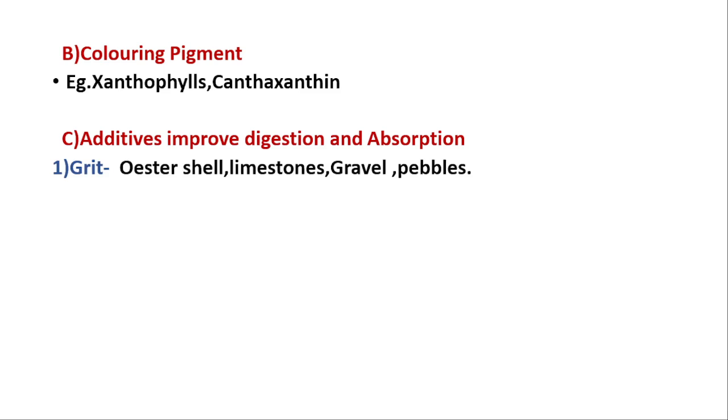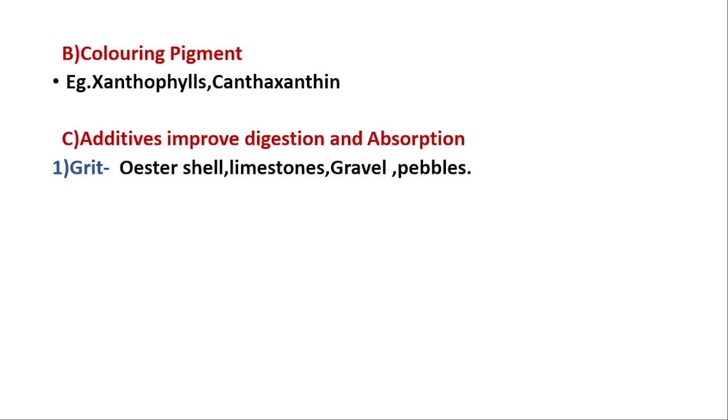The first example of additives is grit. Grit means small stones, which may be oyster shell, limestone, gravel and pebbles. These are used in poultry, as we know that poultry birds do not have teeth. That means they cannot grind their food properly, and that's why most grinding takes place in the gizzard. Due to this, grit is added to supply additional surface area of the feed by grinding it inside the gizzard.